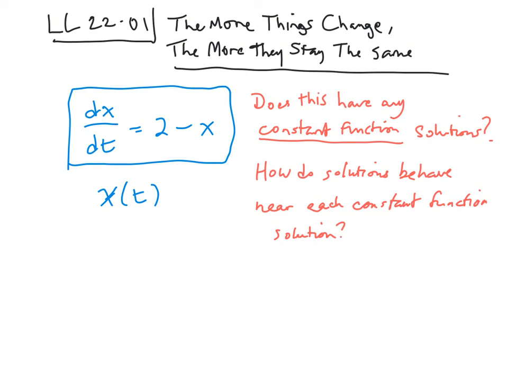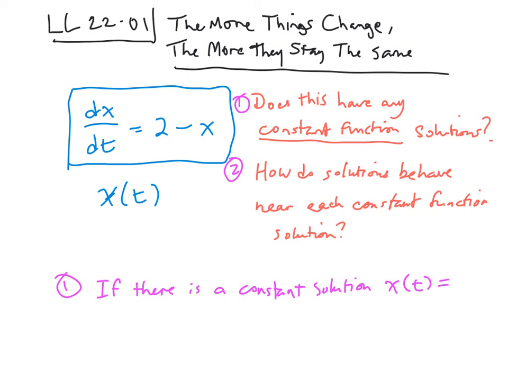So first, let's answer the first question. The first question is, are there any constant function solutions? Well, we could just think about this logically. So let's call this question 1, this question 2. So question 1, if there is a constant function or a constant solution, let's call it x of t equals C, capital C, then we could just think about what that would mean in terms of this differential equation here.